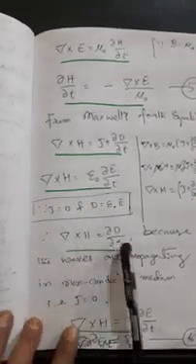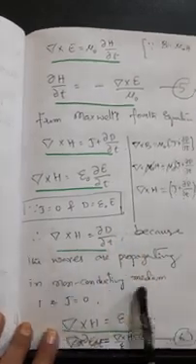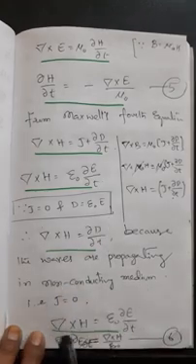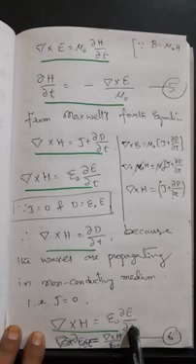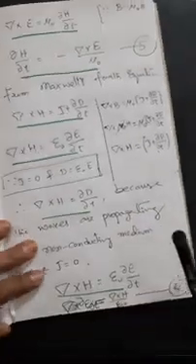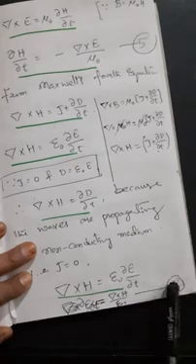Here I wrote J is equal to 0 because the waves are propagating in a non-conducting medium. So finally we got del cross H is equal to ε₀ ∂E/∂t. Then by this equation we can write the value of ∂E/∂t as del cross H by ε₀. Let us take this as equation number 6.